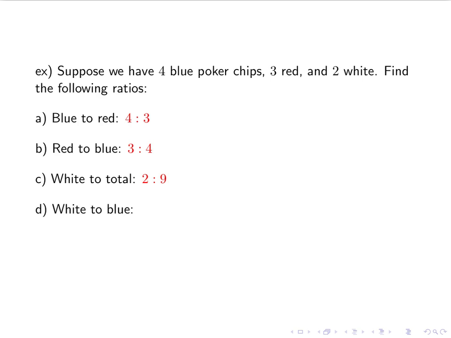We can also look at white to blue. There are 2 white poker chips, there are 4 blue poker chips. So this is the ratio 2 to 4. If I had written it as a fraction, I'd have 2 divided by 4, which hopefully we can all see could be simplified down to 1 over 2. And I can do the same thing with the ratio. 2 to 4 becomes 1 to 2. We always want to reduce. Just like I always want to reduce fractions, I always want to reduce ratios. As soon as my numbers all have something in common, I want to get rid of it.